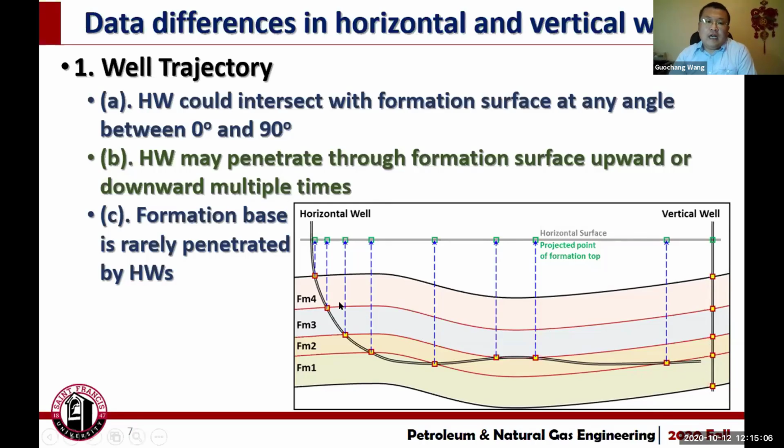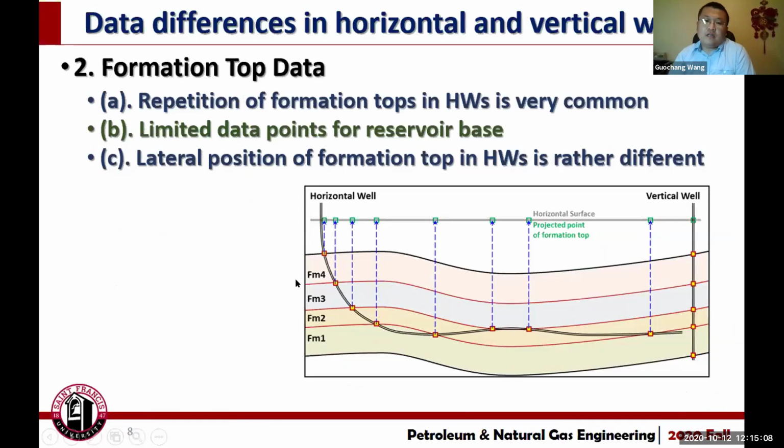And because of that, our formation tops data will also be very different. These are the main data we use to build our geological models, especially the structural model. So first, you will see lots of repetition of the formation tops in horizontal wells. It's very common. Here, for example, you can see the top of the FM1.